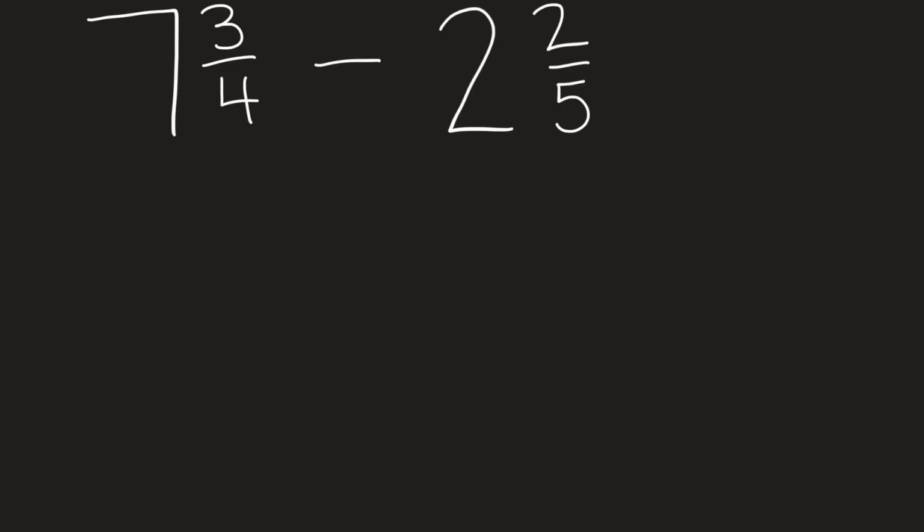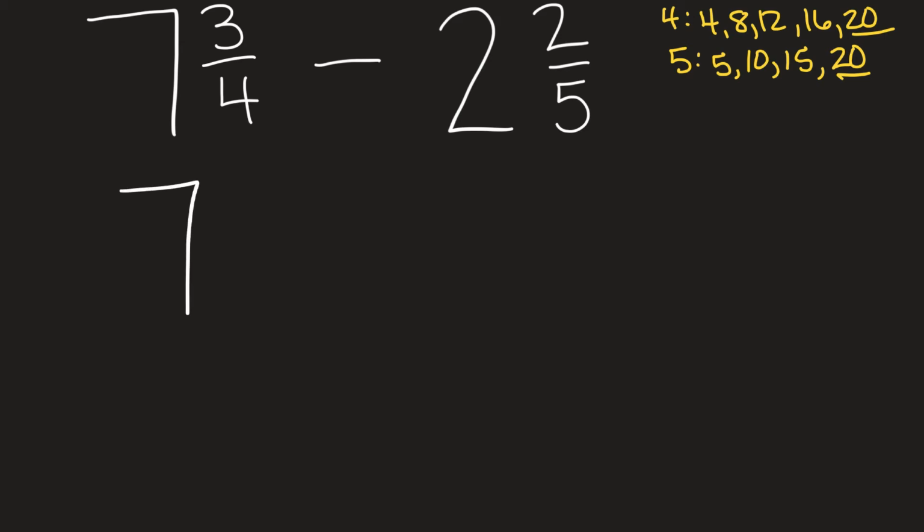Okay, our next one for practice this morning is 7 and 3/4 minus 2 and 2/5. Now, if I am not sure what the common denominator is between 4 and 5, I can write my multiples, remember? 4, 8, 12, 16, 20. My multiples of 5: 5, 10, 15, 20. So I see that the first number they have in common is 20. So 20 is going to be my least common denominator.